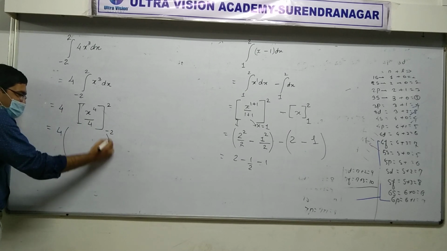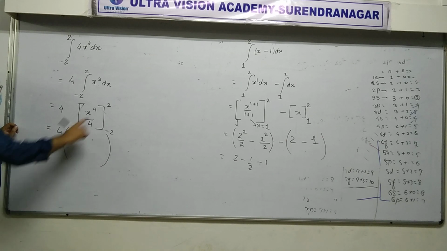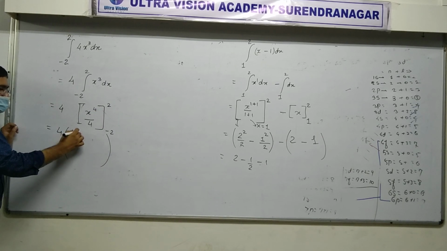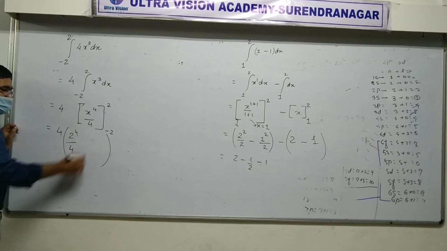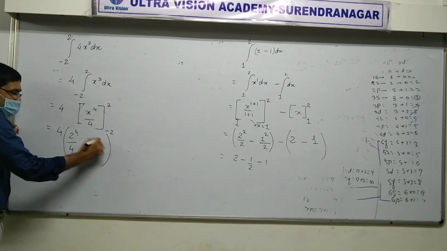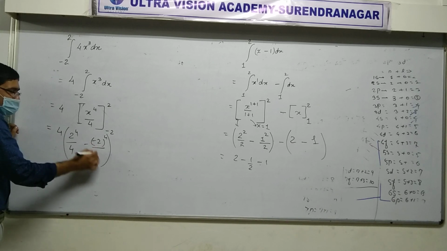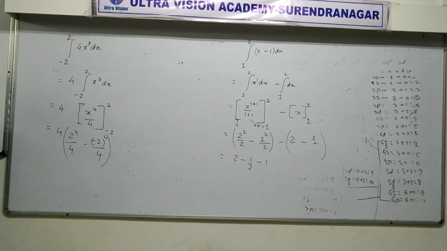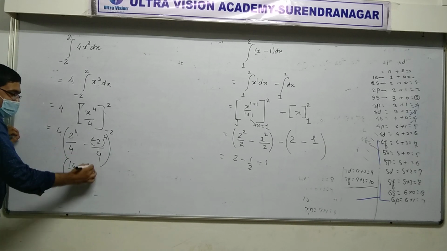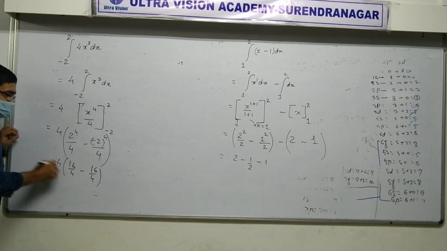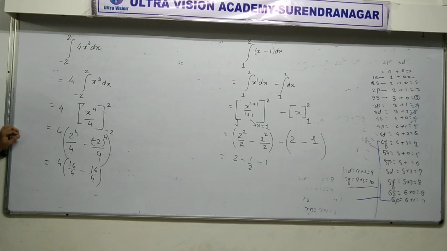So here, now I'm going to put the limits. What should I write? First of all, the upper limit. So 2 raised to 4 upon 4. Minus 2 raised to 4 upon 4. Got that? Yes. So 2 raised to 4 is 16, 16 by 4. Minus 16 by 4. So these are the same, of course. So the answer will be 0. Understood? Yes.